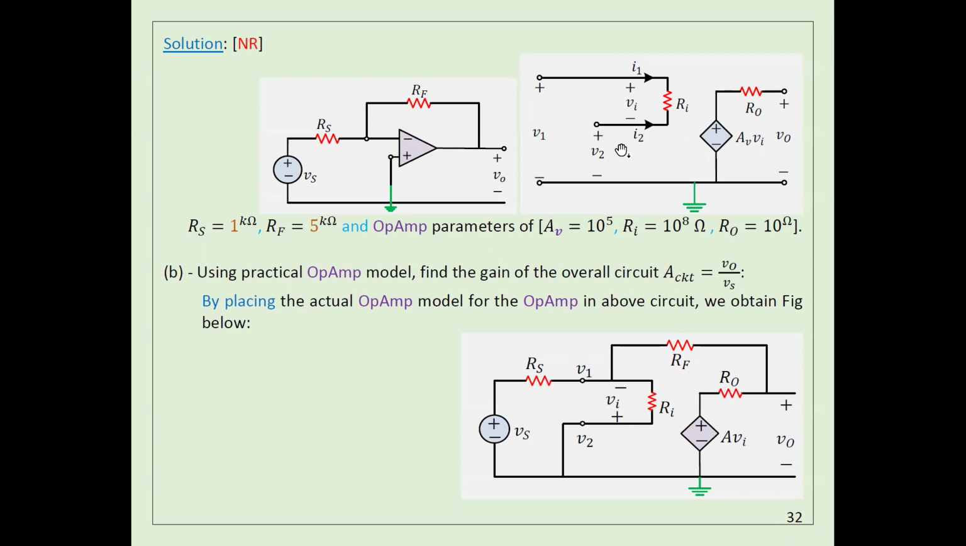That means our approximation is accurate, right? Because we assume the VI here is zero. We assume the voltage here and voltage here are equal. We assume I1 and I2 are zeros. We assume that. Okay. Anyway, any questions?